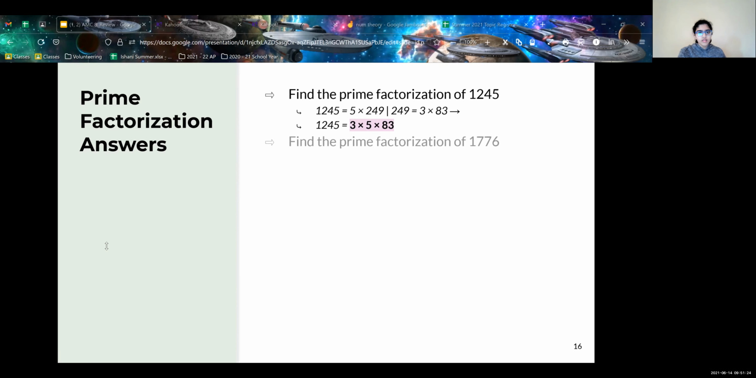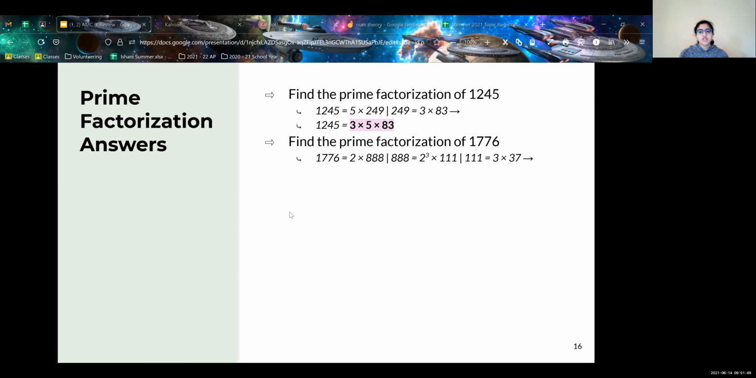For the next number, find the prime factorization of 1776. We can tell that 2 is a divisor of this number, so we divide out 2 and we get 888. And 888 is also a multiple of 2. It's also a multiple of 8, as we can tell, right? So we divide out 2 to the power of 3.